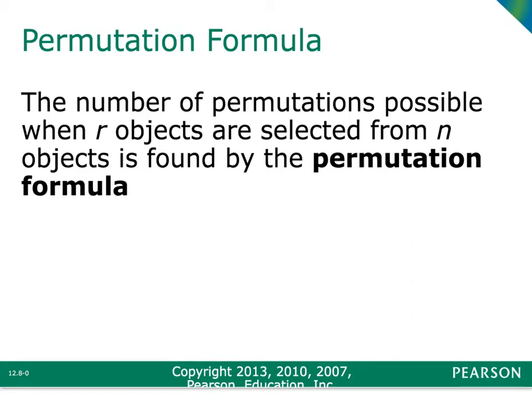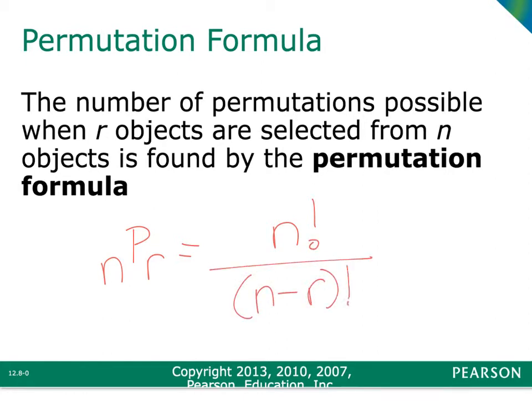So you can do the permutation formula in your calculator. You can also do the permutation formula by hand. So if you would like to do the permutation formula by hand, it is nPr equals n factorial over n minus r factorial. Or again, you could go into your calculator menu and do it that way with technology. I would recommend probably using technology.